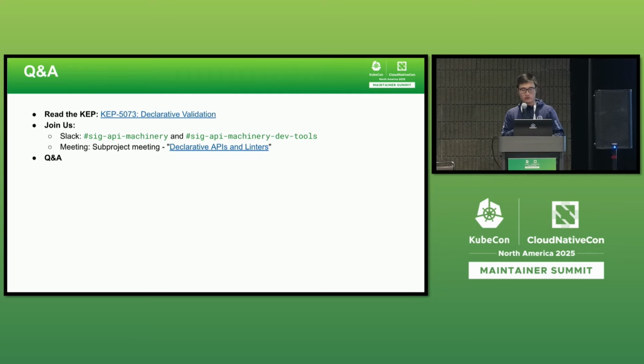Yeah, I think that's pretty much it. If you want to join us, you can read our KEP. It's a long KEP, so you may spend some time reading it. You can also join our Slack in SIG API Machinery and the sub-project channel, SIG API Machinery Dev Tools. And we also have a sub-project meeting every 2 weeks on Tuesday. It's called Declarative APIs and Linters. Okay, that's pretty much it.